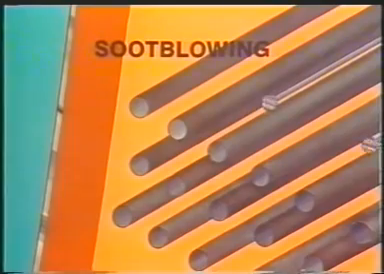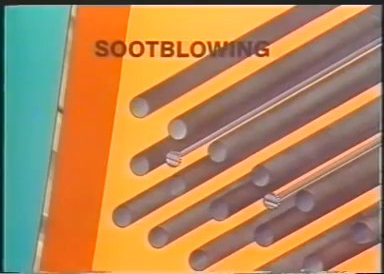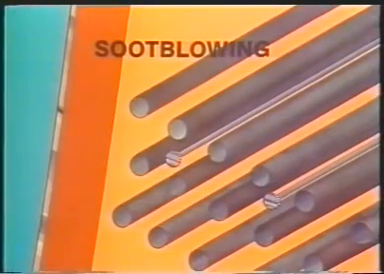A second type of soot blower is the retractable type. It's a steam lance that is taken out of the furnace when not in use. This type of soot blower can be programmed to automatically blow selected tubes in any given sequence.